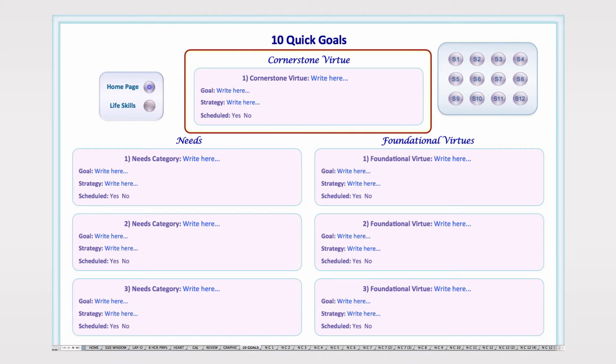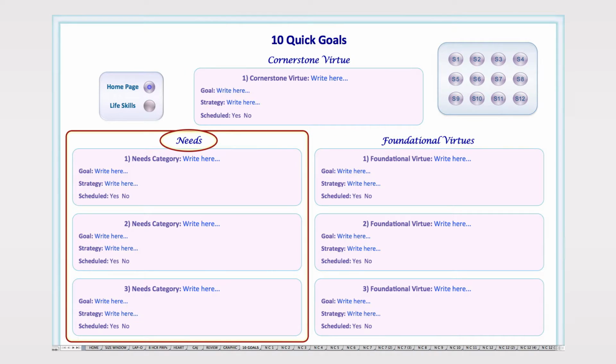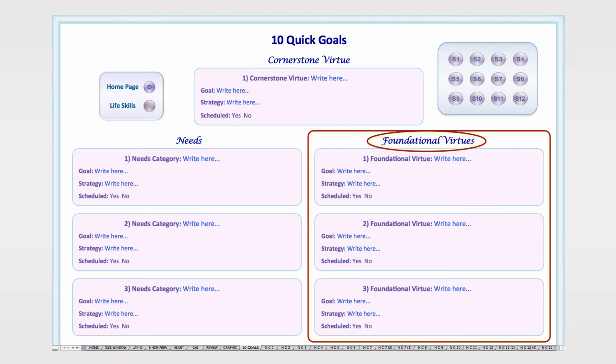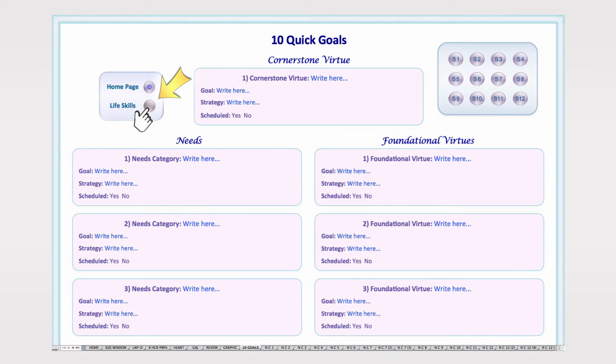Here's the space for your lowest cornerstone virtue. Here are your 3 lowest needs category scores. Here are your 3 lowest foundational virtue scores, and underneath your 3 lowest life skill scores, which you can scroll down to or click this button here. Each panel provides a place to type in the virtue, needs category, or life skill, your goal for the week, and your strategy to accomplish.